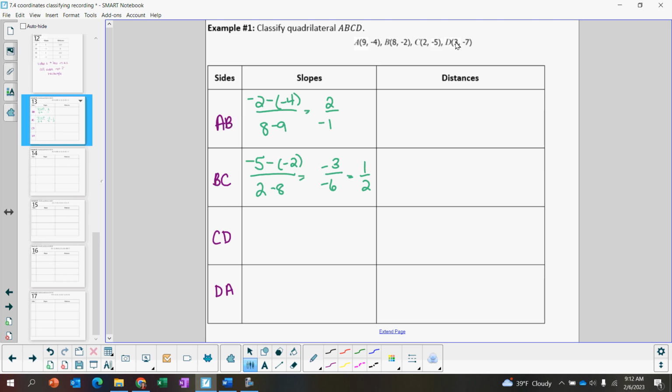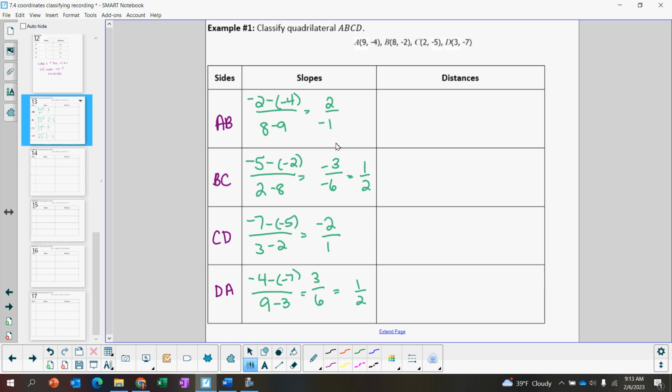All right, the CD, negative 7 minus negative 5, 3 minus 2. Negative 7 plus 5 is negative 2, 3 minus 2 is 1, so it's negative 2 again. And then negative 4 minus negative 7, and 9 minus 3, that's negative 4 plus 7 is a positive 3, 9 minus 3 is positive 6, so that's 1 half.